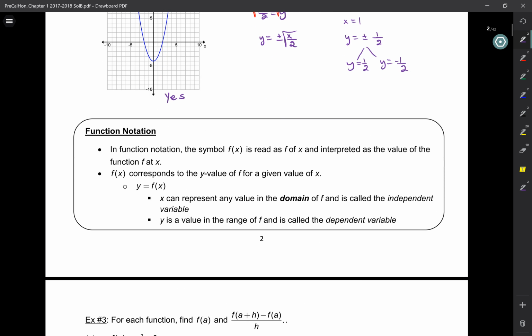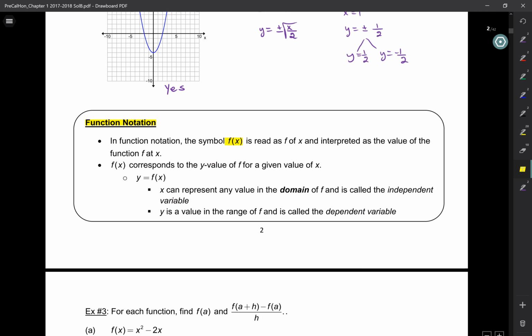Okay. Function notation, we know about this. So basically f of x like this is function notation. And it's written as and it's read as f of x. What that means, okay, what does that mean? F is the name of the function.